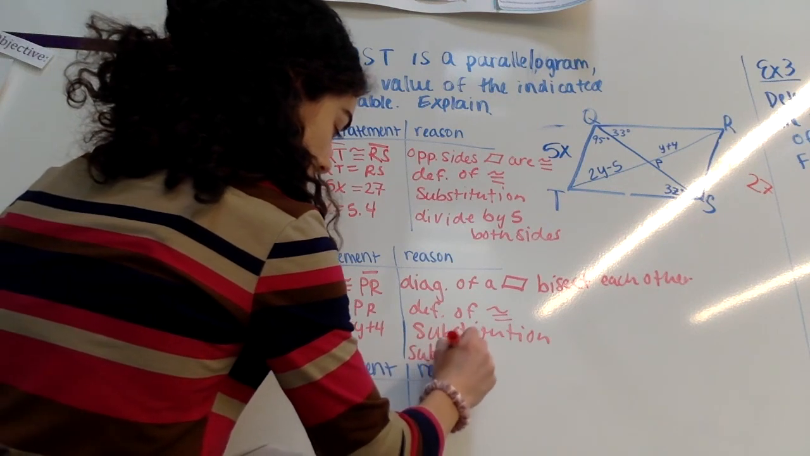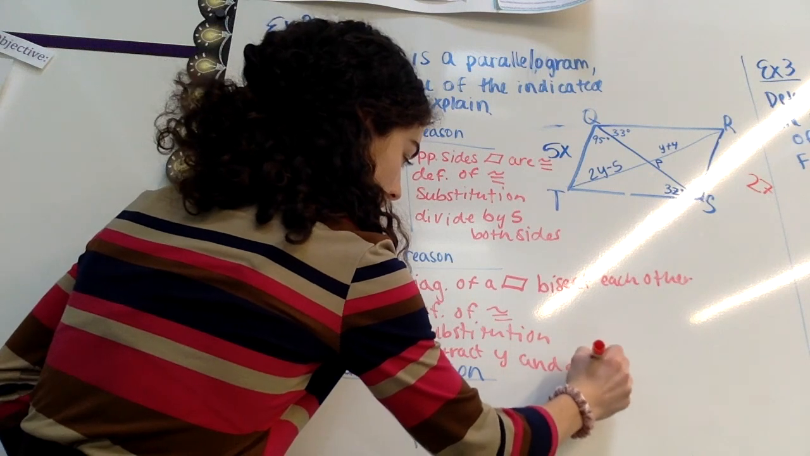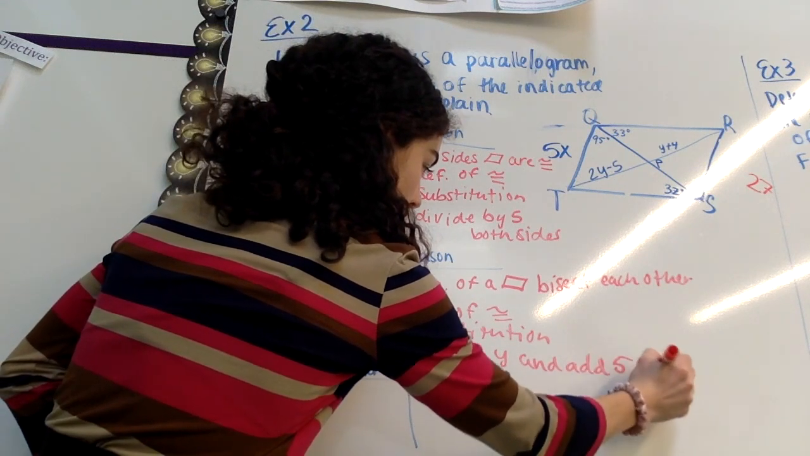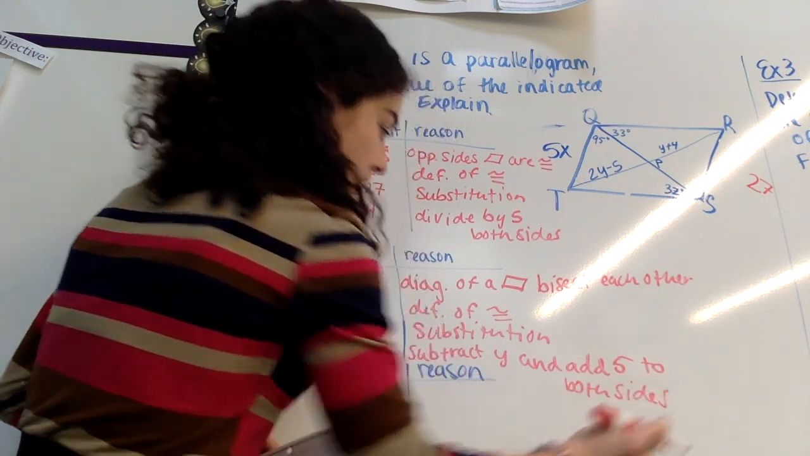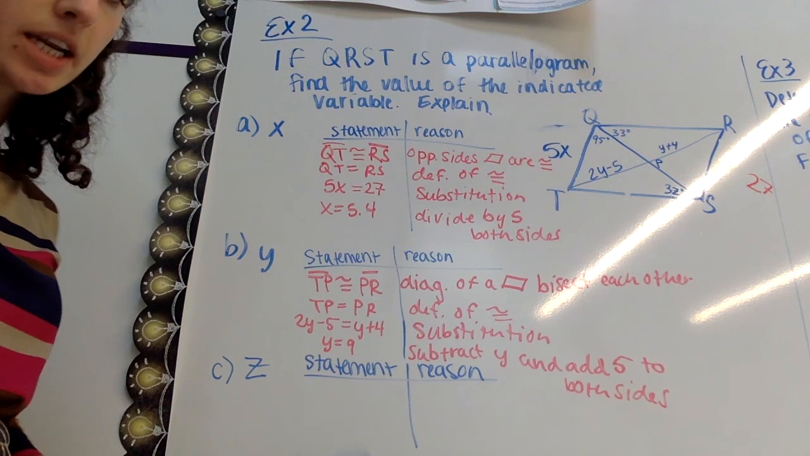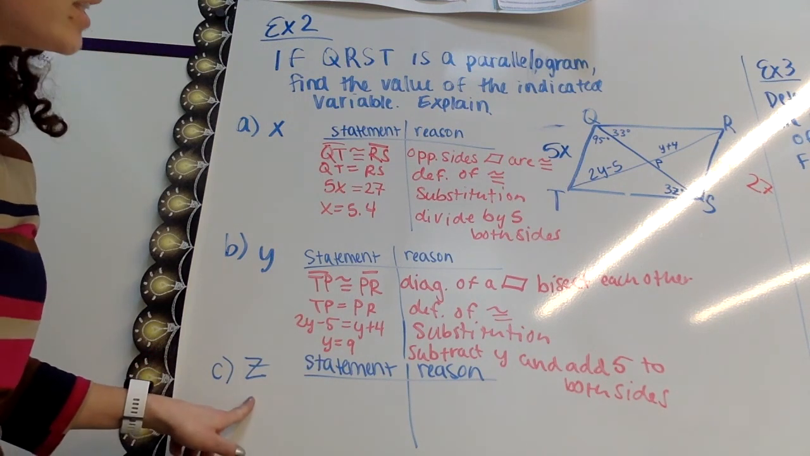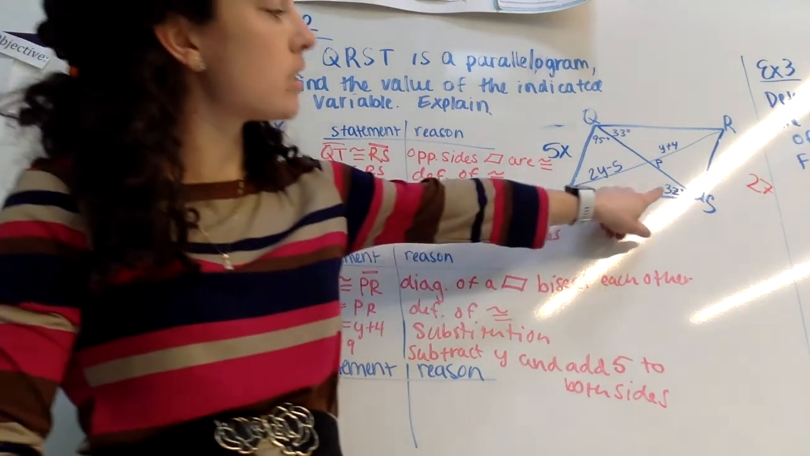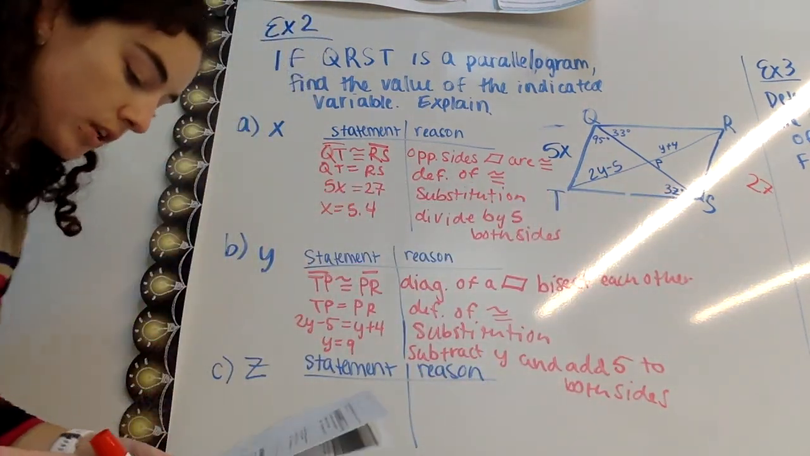subtract y and add 5 to both sides. So all that math you can do on the side, and you'll get y equals 9. Okay, so that's your answer there. And then we need to find z. Okay, remember I told you this is 3z degrees. That's the answer there. Okay, so we need to find that z.